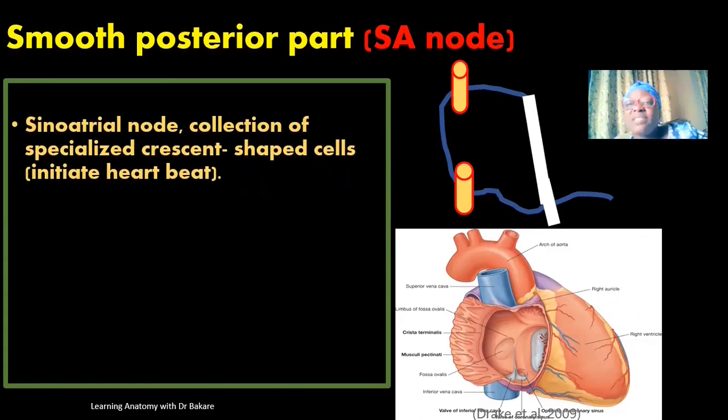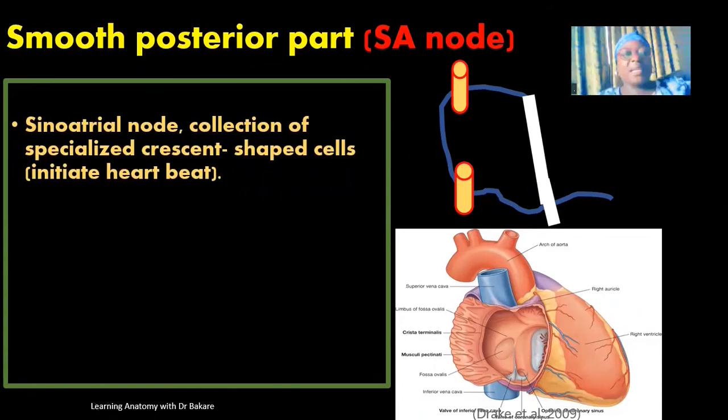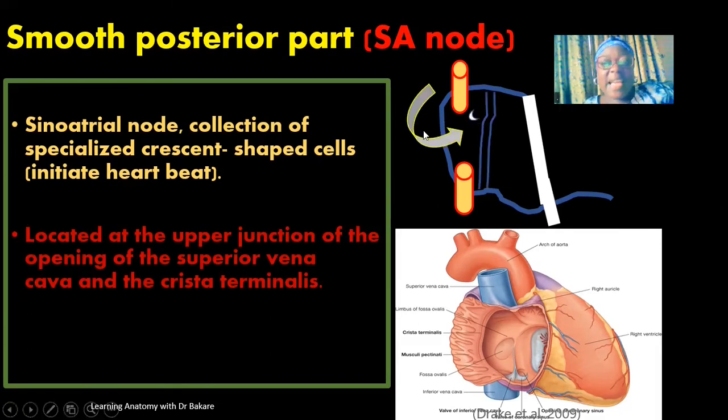Because of the presence of the sinoatrial node, the SA node is the pacemaker of the heart, because it is this structure that sets the rhythm of the heartbeat. The SA node, which is the sinoatrial node, is located at the upper junction of the opening of the superior vena cava and the crista terminalis.